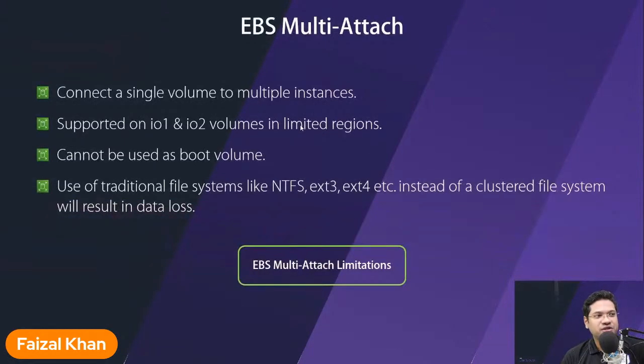So I talked about EBS multi-attach, same thing what I've said before, but there are certain limitations. You have to use a traditional file system, right? You cannot use it for clustering of files, etc., because obviously with multiple instances, there are going to be issues. And it's only supported on IO1 and IO2 volumes, and it's kind of limited within certain regions. EBS multi-attach is a concept of connecting one EBS volume to multiple instances at the same time.